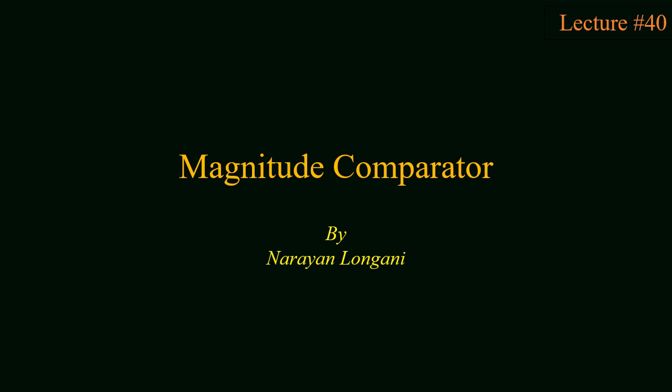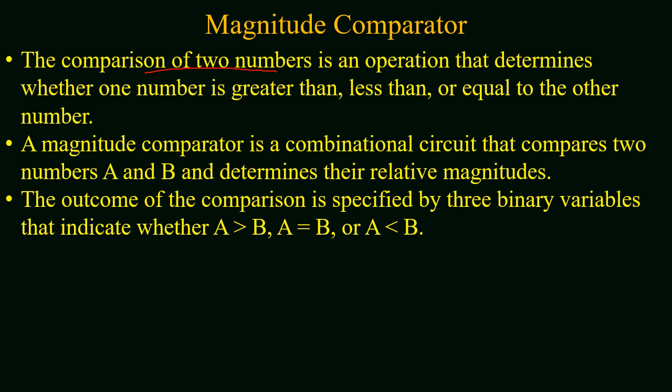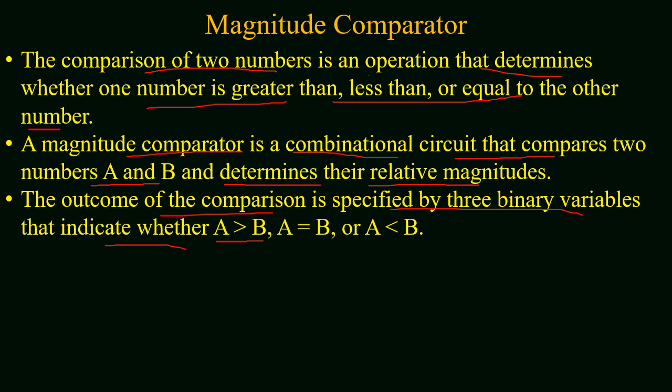Today we will study the magnitude comparator. The comparison of two numbers is an operation which determines whether one number is greater than, lesser than, or equal to the other number. Corresponding to this, a magnitude comparator is a combinational circuit that compares two numbers, A and B, and determines their relative magnitudes. The outcome of this comparison is specified by three binary variables, and each binary variable indicates that A is greater than B, equal to B, or less than B.